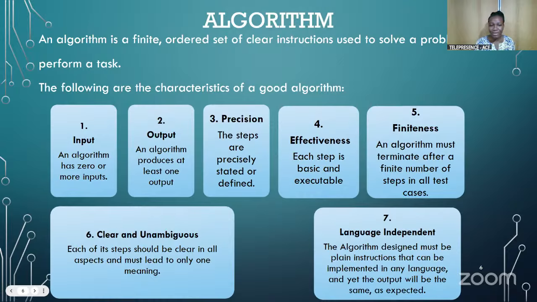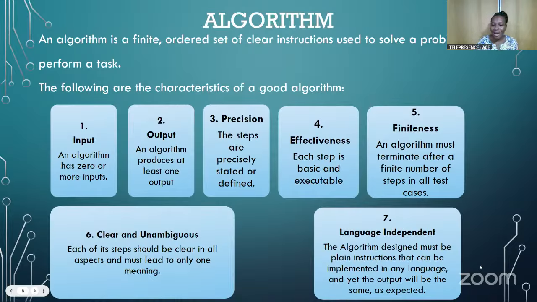But now the second characteristic, which is outputs. An algorithm produces at least one output, because your solution must give an end result. So if your algorithm is not producing a final result or a final output, it is not a good algorithm. Now, precision is another characteristic of a good algorithm. These are steps. When your algorithm is precise, that means your steps are clearly defined and stated. It's not that maybe your algorithms are just clustered together or cumbersome.